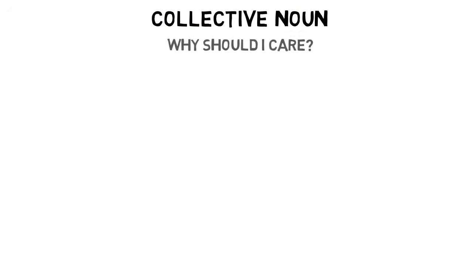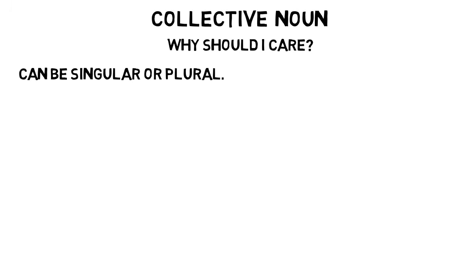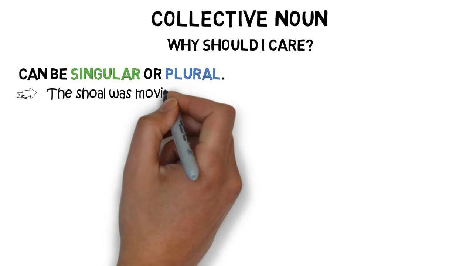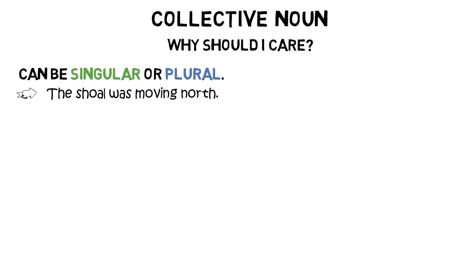So why should you care about collective nouns? Well, a collective noun can be singular or plural. So here's an example of a collective noun being singular. The shoal, that's the collective noun, was moving north. Here, shoal is singular. It's considered as one unit. The whole group is considered as one unit.